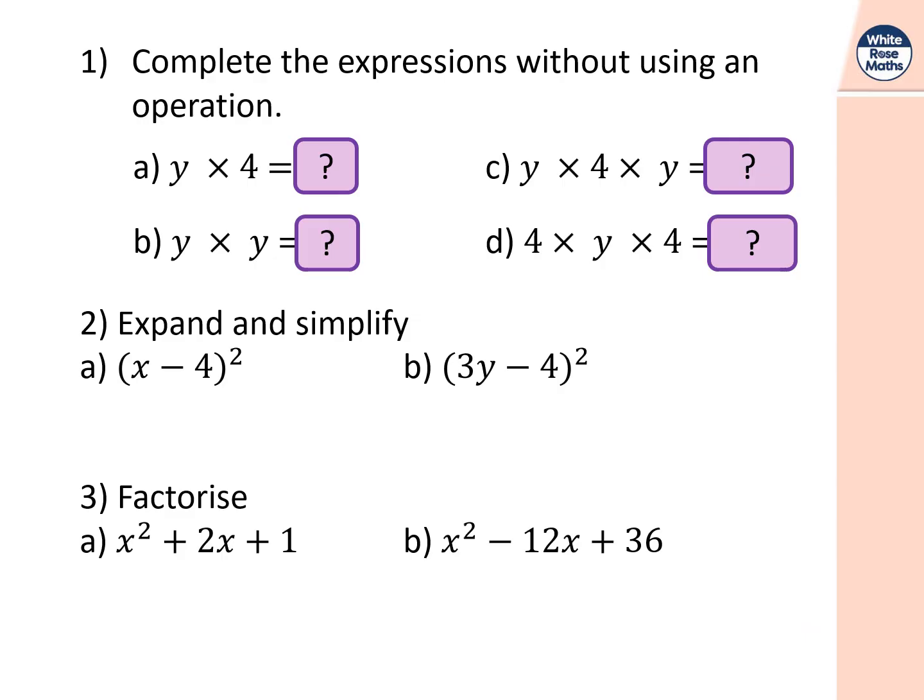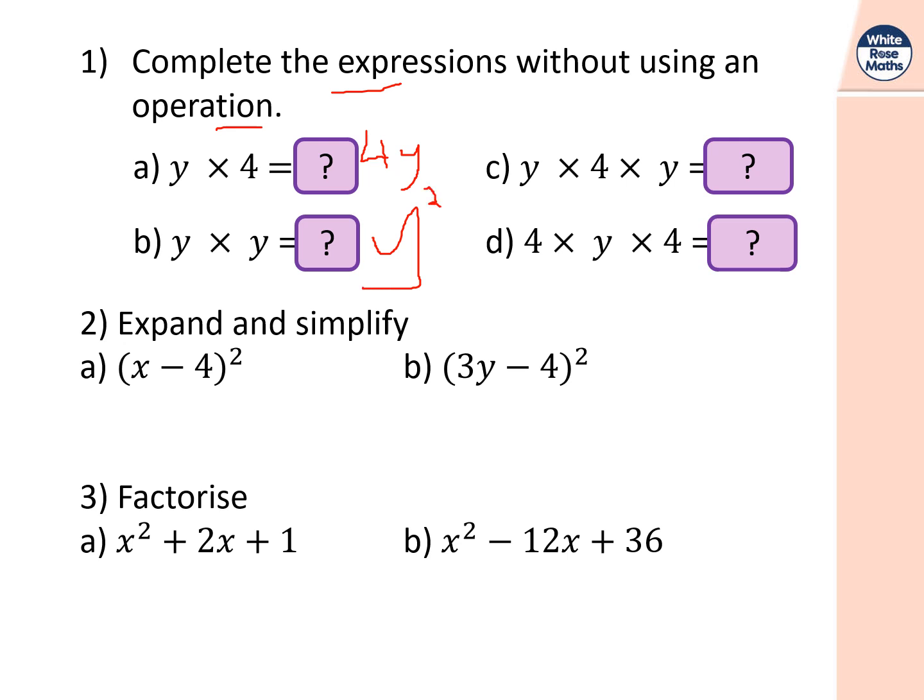Okay, so this is our starter, guys. This is question number 1. Complete the expressions without using an operation. Part A, y times 4. Well, that simplifies to 4y. In maths, we write the number and letter without a times sign. That denotes that I'm doing 4 times y, or 4 lots of y, or y times 4. For part B, y times y, that will be equal to y squared. So you write it as y to the power of 2.